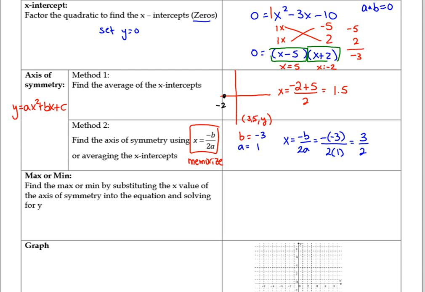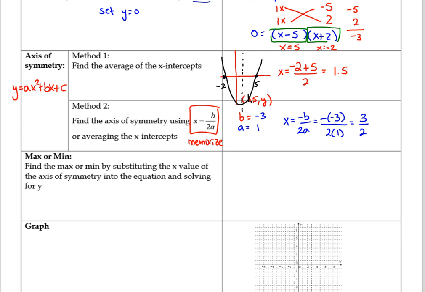Stupid mistakes. Okay, so halfway is actually 1.5. About 1.5, right around there. Okay? Negative 2. Oh, Johnson. Okay, so that's the other way. There's two methods: finding your x-intercepts and averaging them, or using negative b over 2a. Is that on your formula sheet? Heck no. That's why it says memorize.